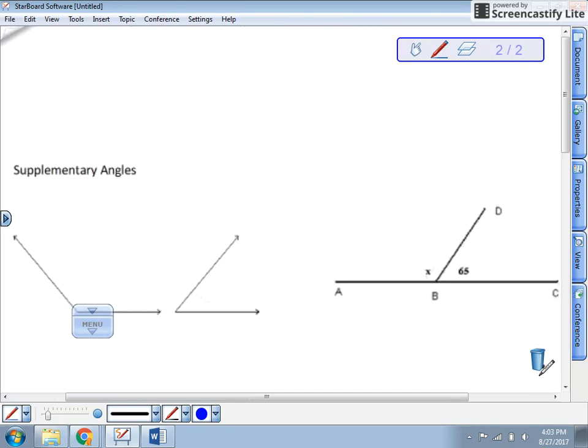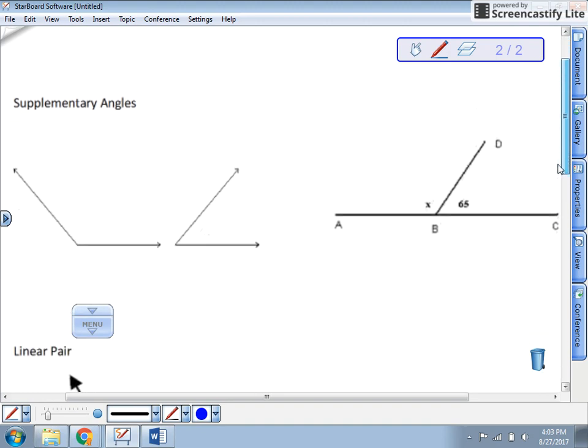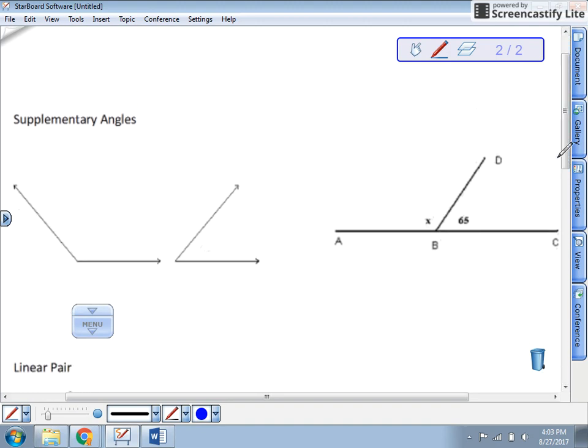All right, the other relationship that we could see are supplementary angles. Supplementary angles, that just means that they add to 180. Here are two examples. Again, it can be adjacent or non-adjacent. So if this one was 100 degrees, well, this one would have to be 80 degrees because they have to add up to 180. Here's an example of two adjacent supplementary angles, and they might ask you to solve for x.